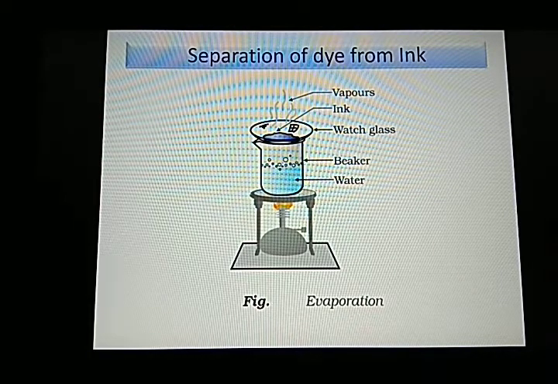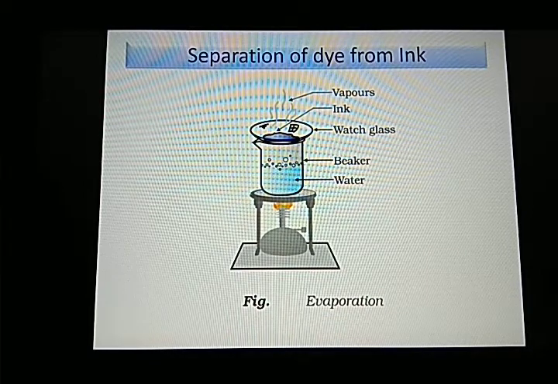Then we can turn off the Bunsen burner, and then we can take out the watch glass from the mouth of the beaker, and we can separate out the dye that we have obtained as the residue of this experiment. So what we observe is that through the process of evaporation, we can separate out the dye from the ink. Is it clear? Now, how did this happen?